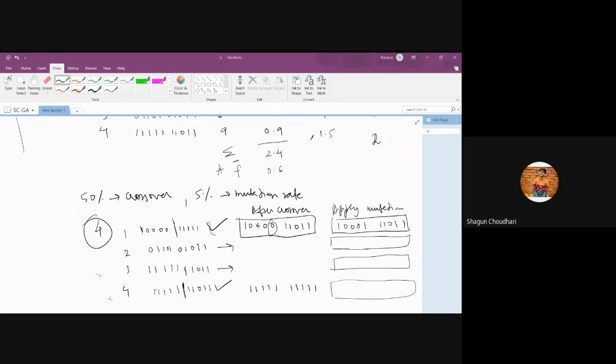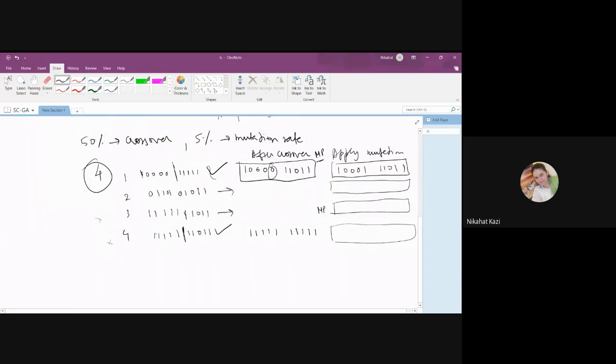Ma'am, after mutation, how will we show the output? Like final answer, how do we have to show it? So after mutation, you write the mutation point, like you wrote the crossover point in the table. Here you write the mutation point per string. So this is 5, this is 4, this is 3, this is 2. Accordingly, you will get new strings here. Correct?